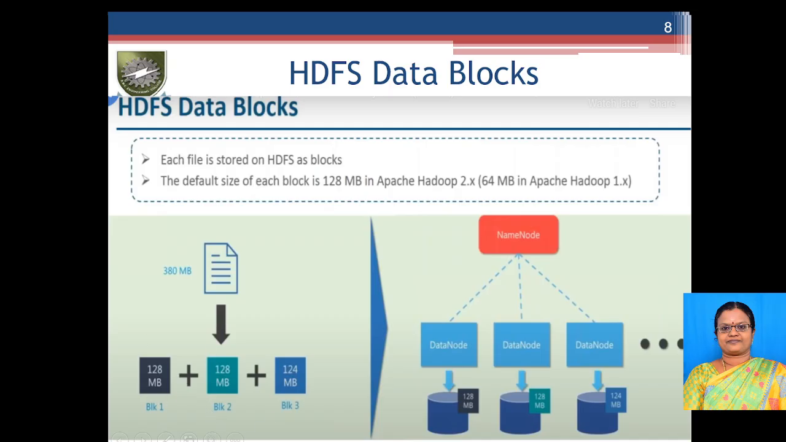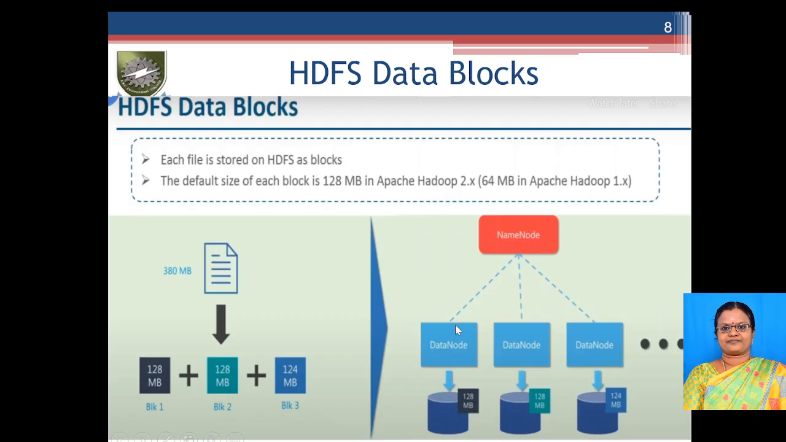The other slave node will have again 128. So 128 plus 128 is 256. The remaining data is 124, which is stored in the third block. So here you can see the master node, which is the original file, having a capacity of 380 MB. Now it is divided into three different blocks.